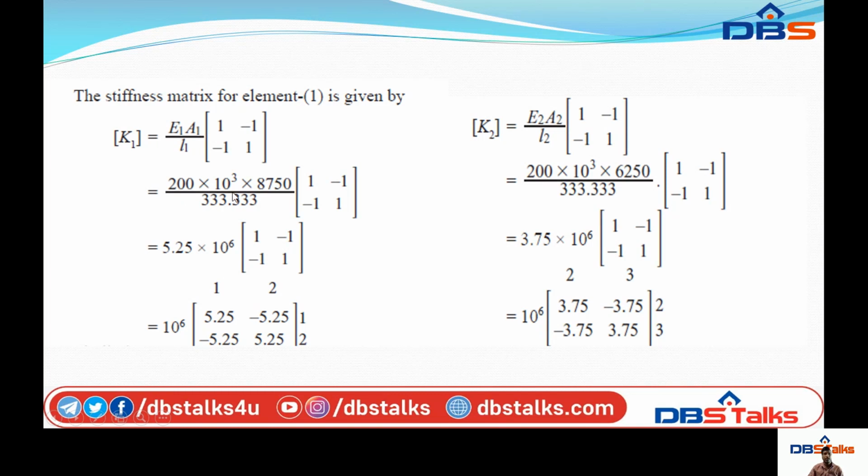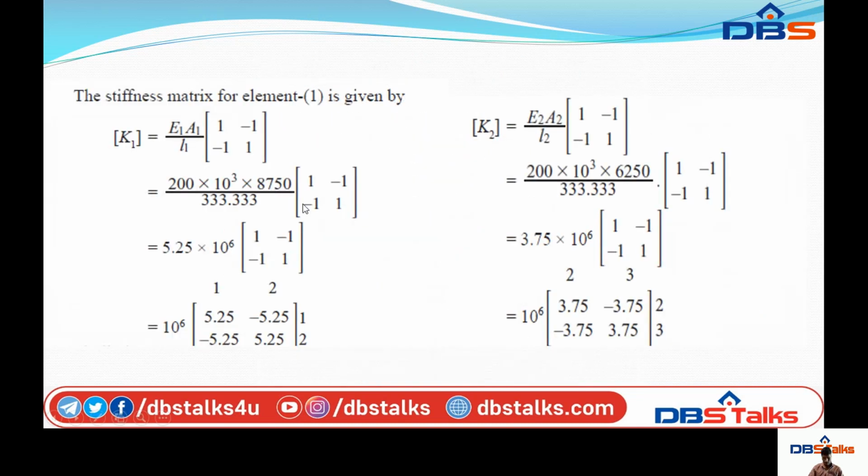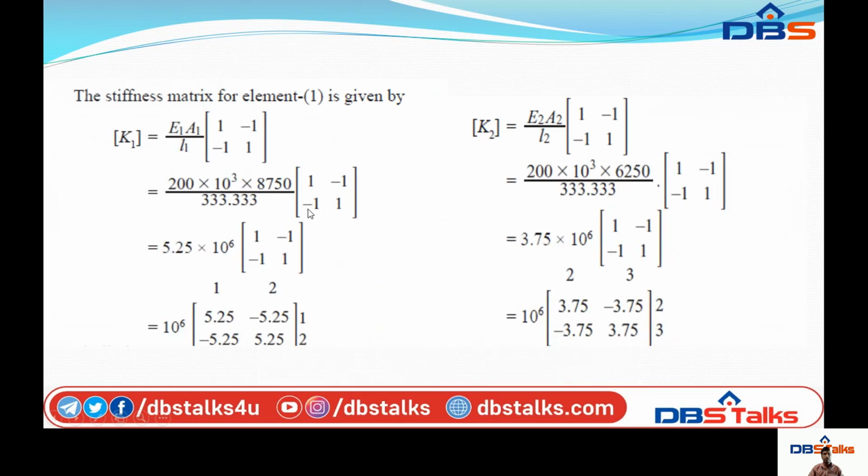Then 200 into 10 cube, the area for the stepped bar 8750, divided by the length of the first element, 333.333, times [1 -1; -1 1]. After getting values like 5.25 into 10 power 6, in that matrix I am taking 10 power 6 as common. The terms are 5.25, minus 5.25, minus 5.25 and 5.25.